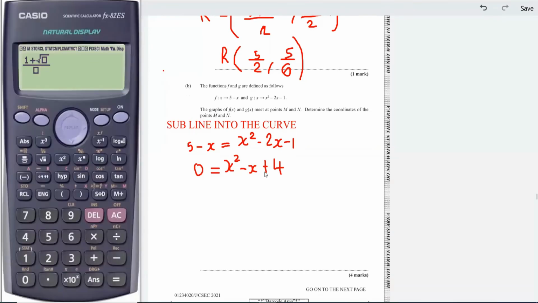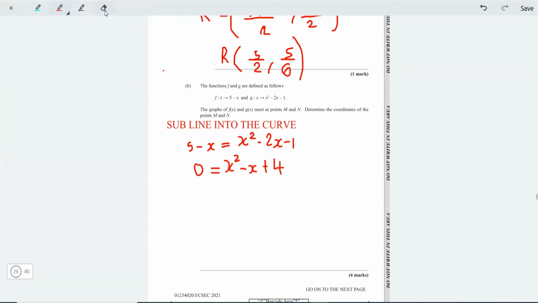Because I'm not sure if this can be factorized, I'm just using my calculator to see if it can. B squared minus 4 times A times C, divided by 2 times A. All right, so that means I made an error because I'm getting a math error. So I think I would have subtracted incorrectly.